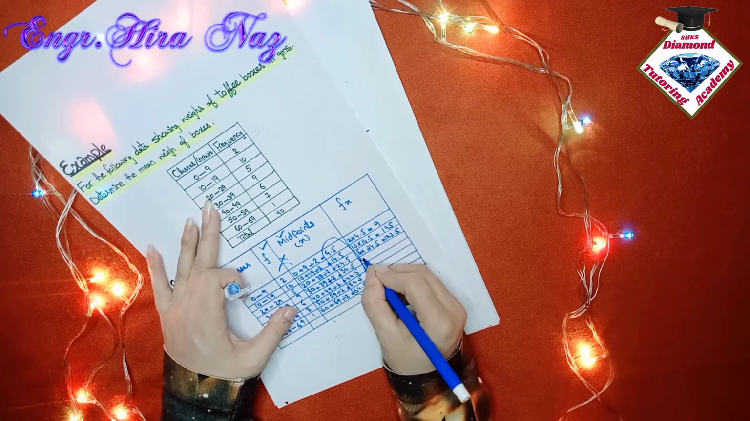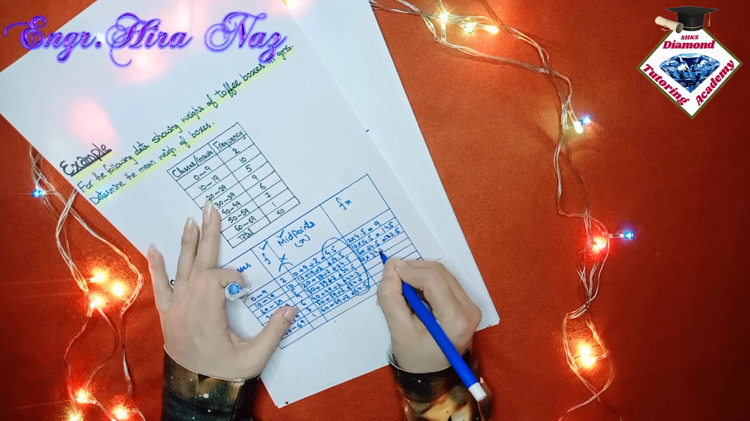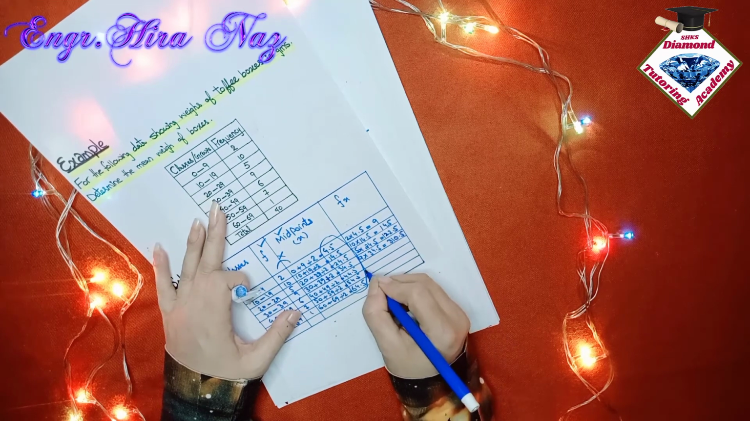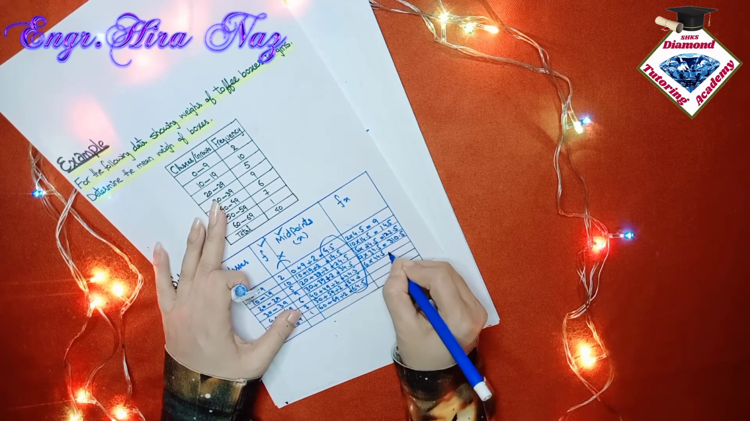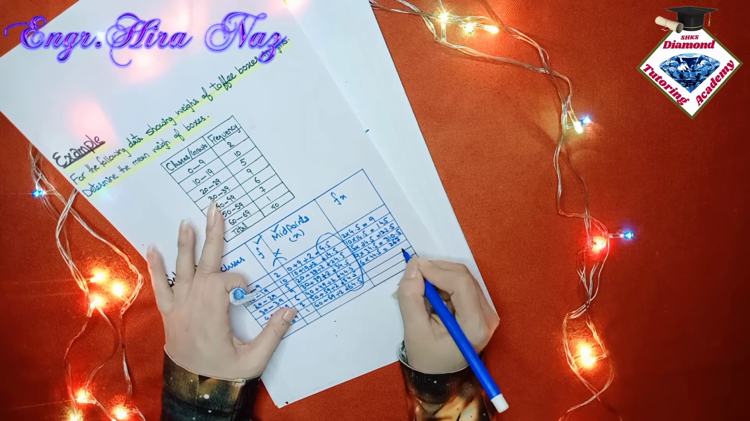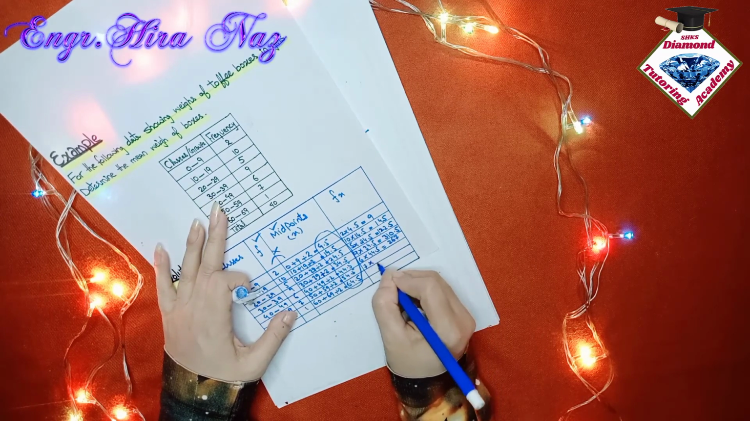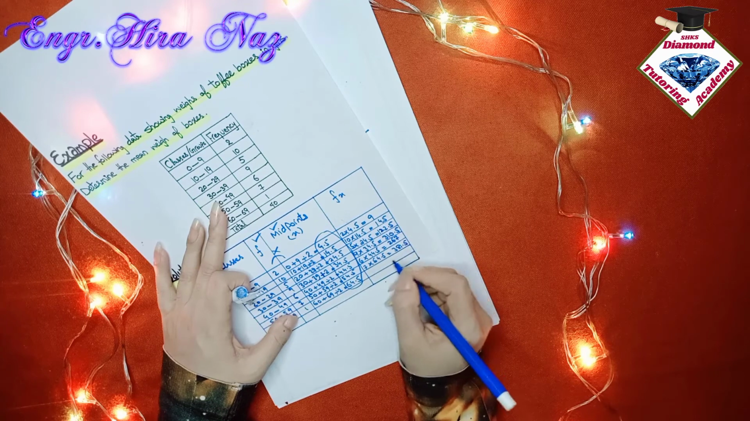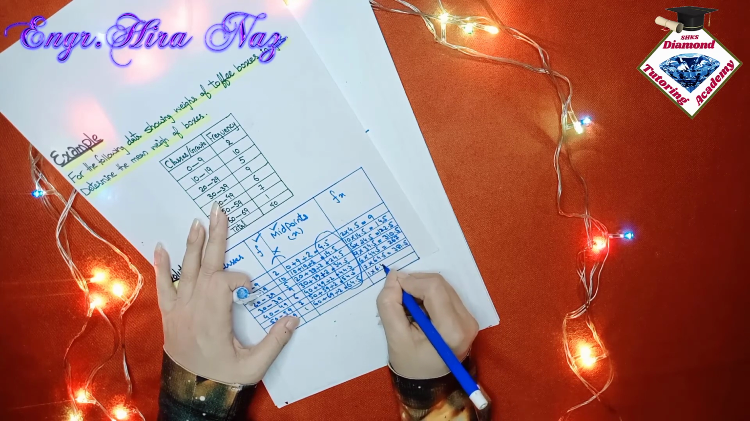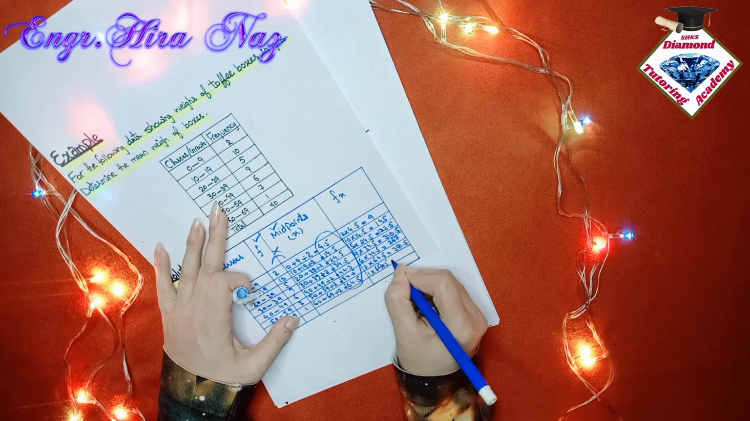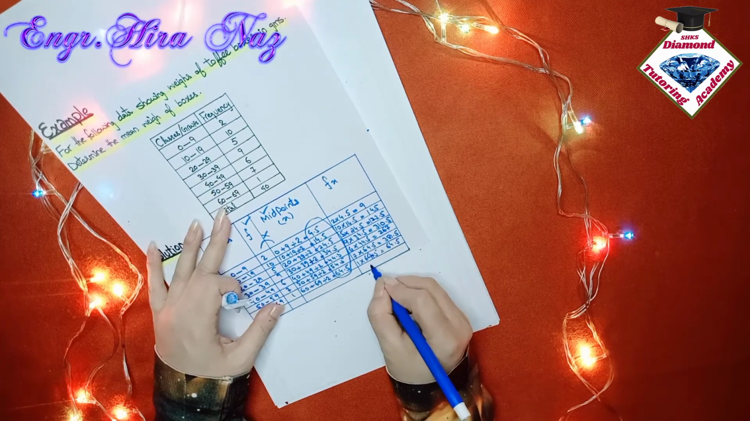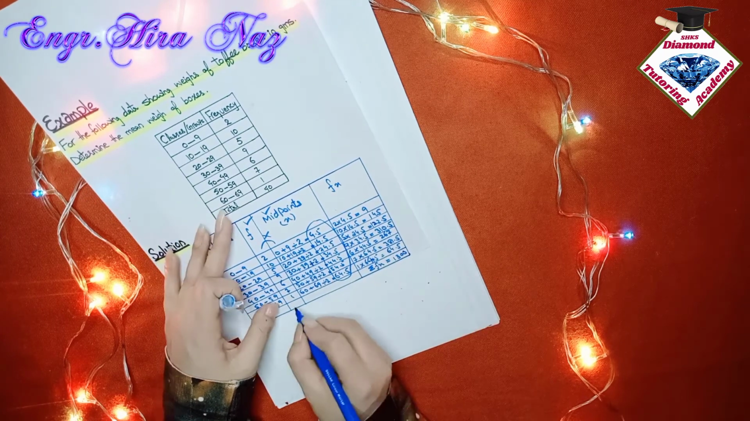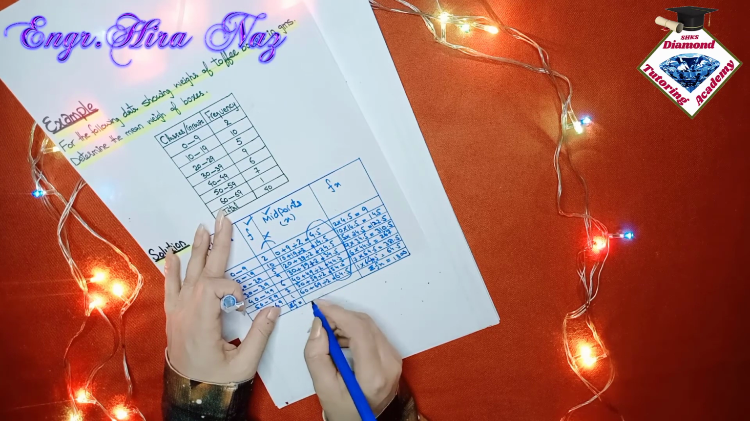122.5. And 9 multiply 34.5 will give us 310.5. And 6 multiply 44.5 will give us 267. And 7 multiply 54.5 will give us 381.5. And last one multiply 64.5 will give us 64.5. And here sum of fx is 1300. And here sum of frequencies is 40.